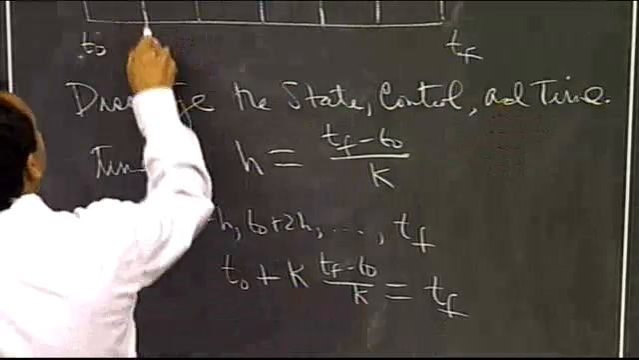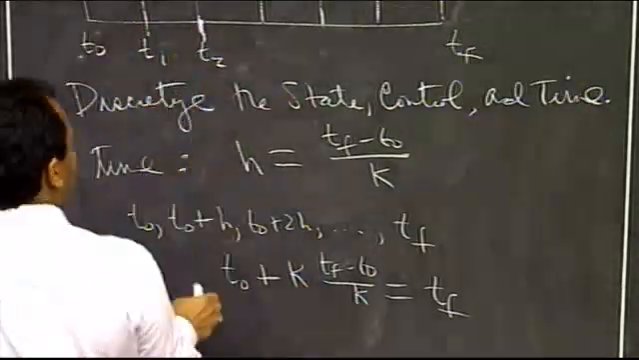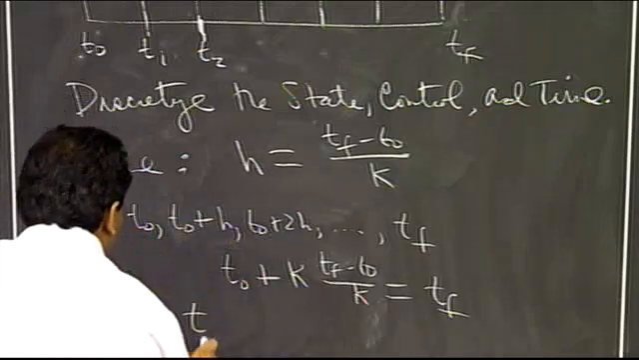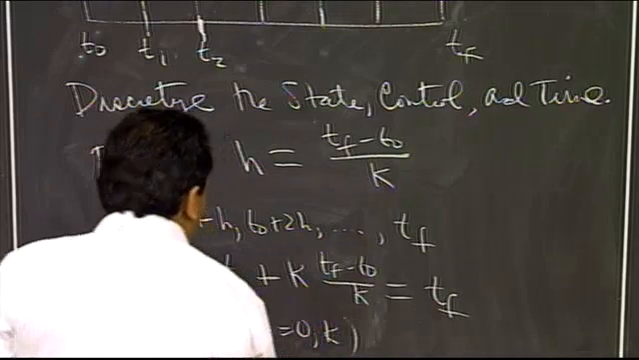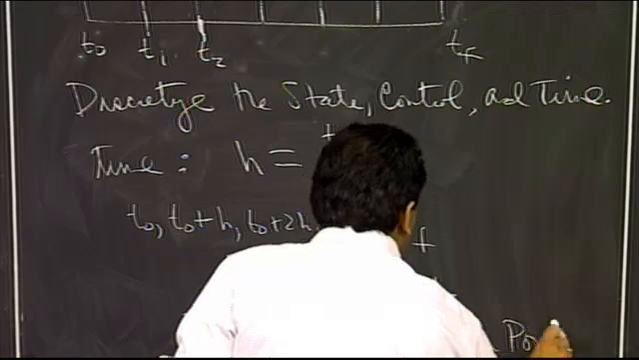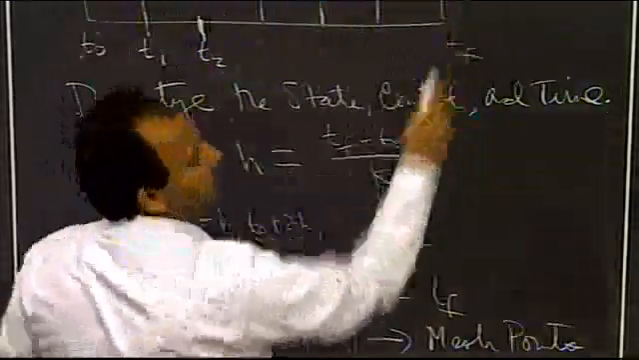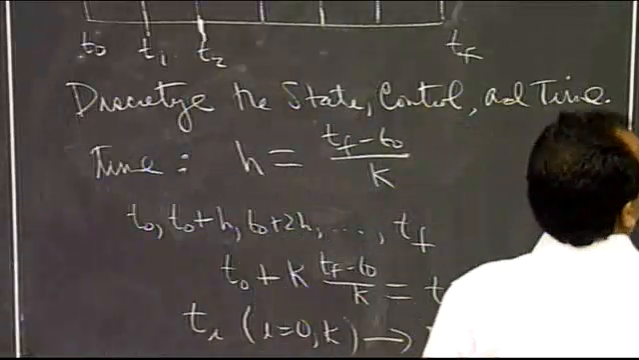These points, by the way, these points ti, for i going from 0 up to k, are what are typically called, in collocation, mesh points. Because what I've done is I've divided this thing into a mesh, right? That's my time mesh. So I have a mesh there.